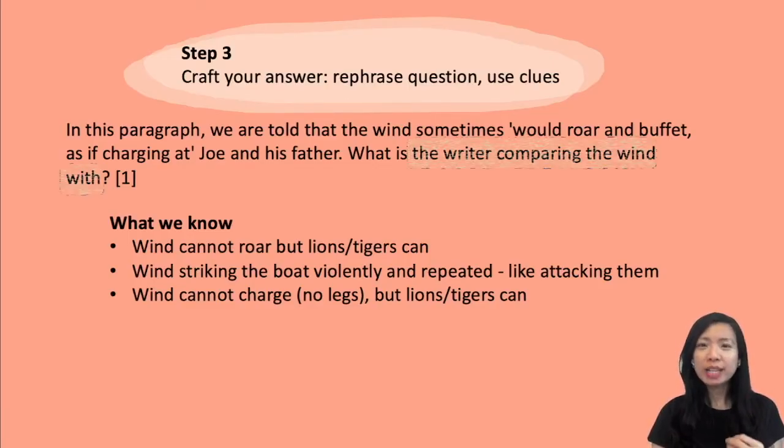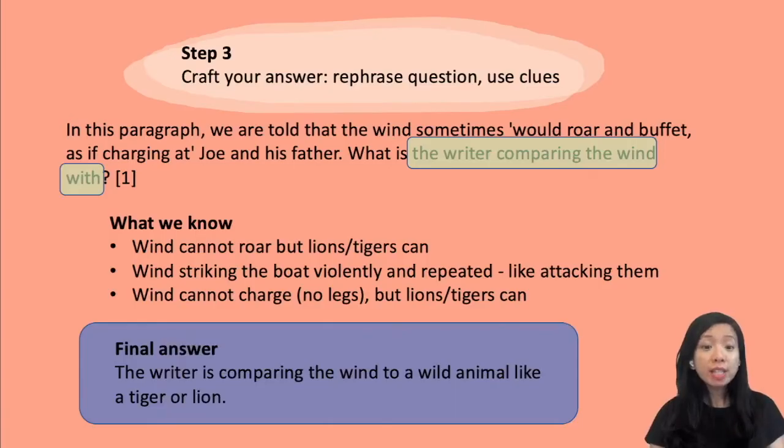And of course, I'm going to identify words from the question where I can rephrase. So I'm going to highlight this, the writer comparing the wind with. I'm going to use that in my final answer. Take a look at my final answer. The writer is comparing the wind to a wild animal like a tiger or a lion.